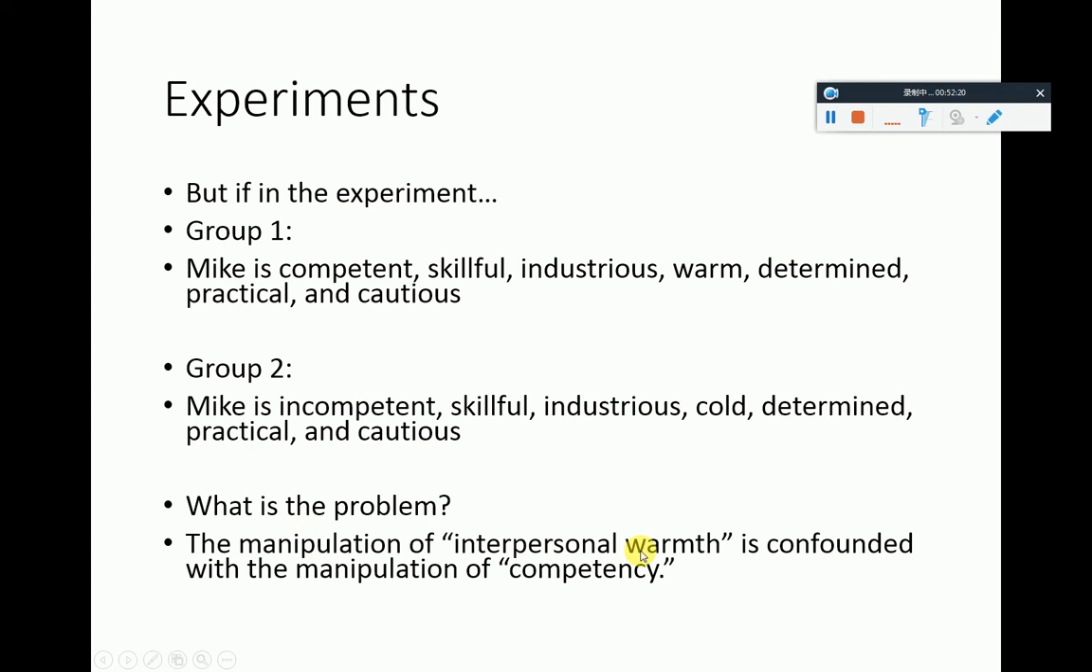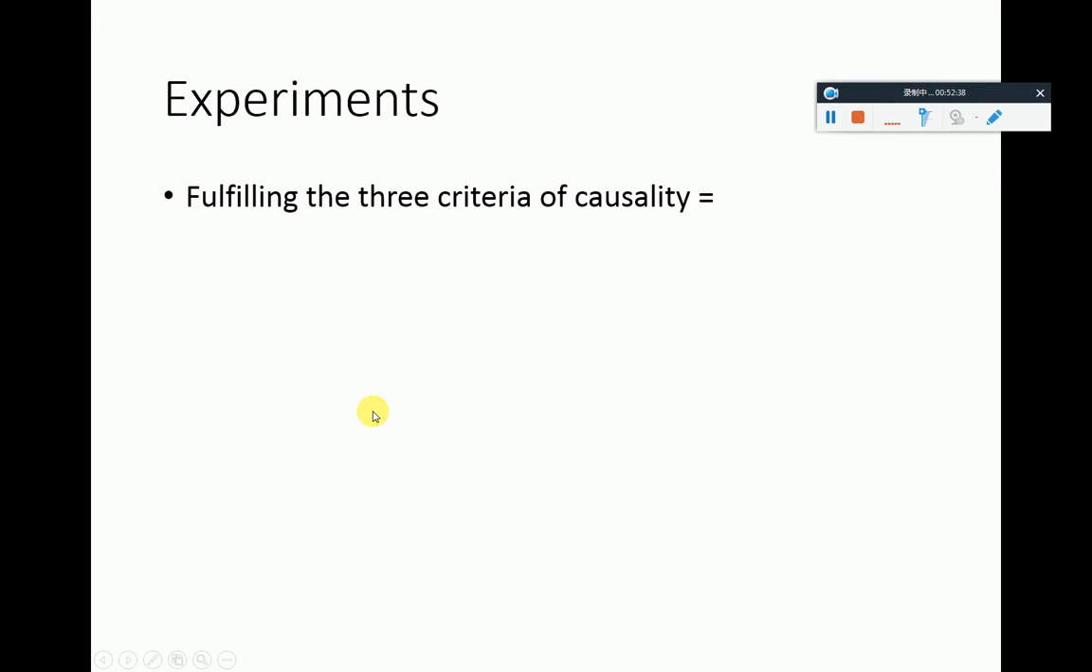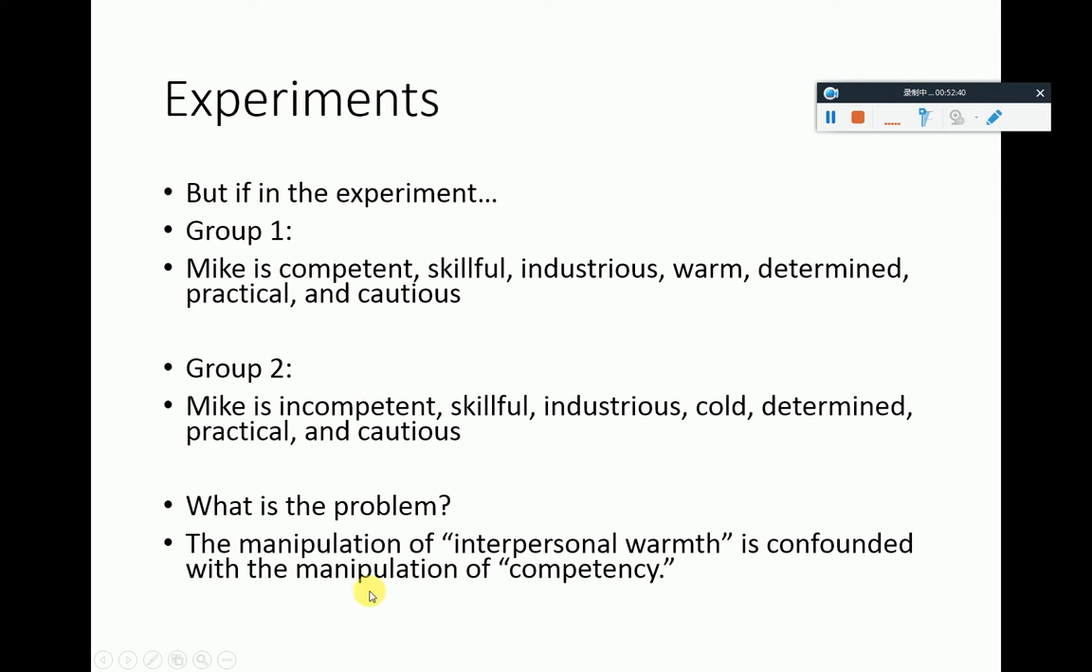The manipulation of interpersonal warmth from warm to cold is confounded, or is manipulated at the same time as the manipulation of how competent Mike is: competent versus incompetent. Okay? So that way, any change in the perception of Mike could be due to the manipulation of Mike's warmth, or it could be due to the manipulation of Mike's competency.